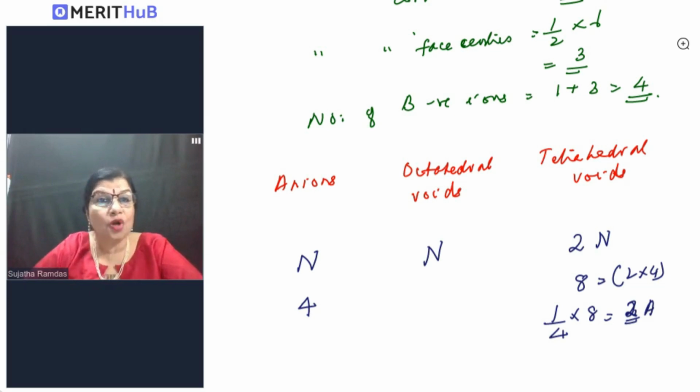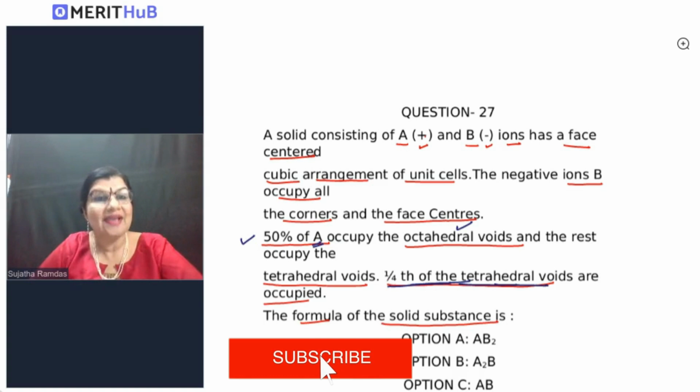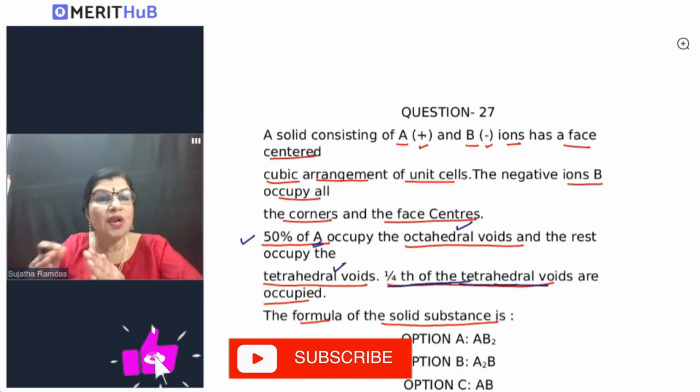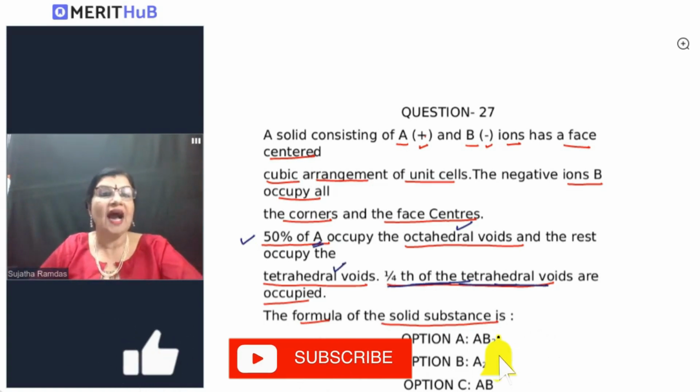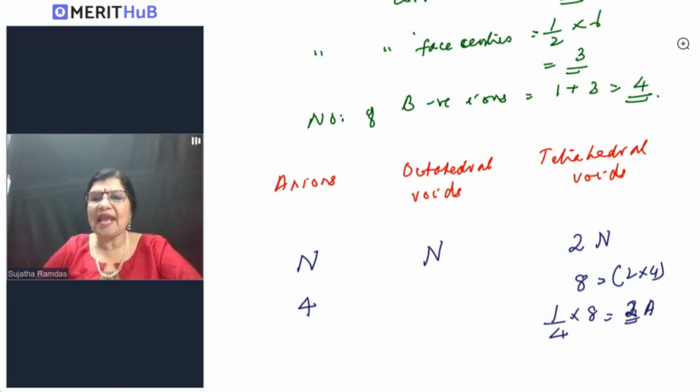Now, what about the octahedral voids? It is mentioned in the question that 50% of A occupy the octahedral voids and the rest occupy tetrahedral voids. So equal numbers of A positive ions are occupying the tetrahedral and the octahedral voids, right? So if there are 2 A positive ions occupying the tetrahedral voids, there are 2 A positive ions occupying the octahedral voids.